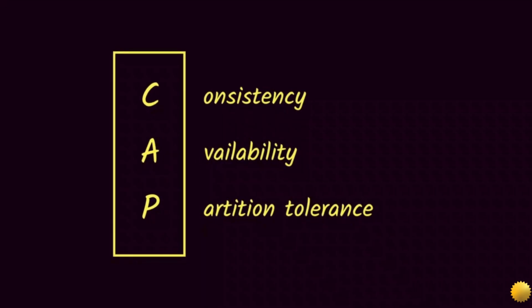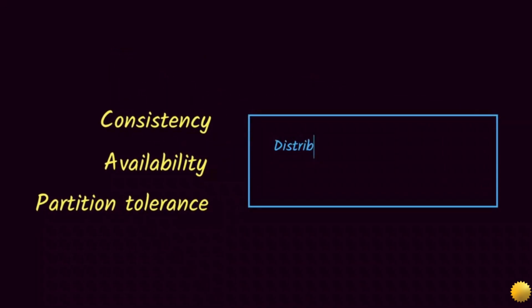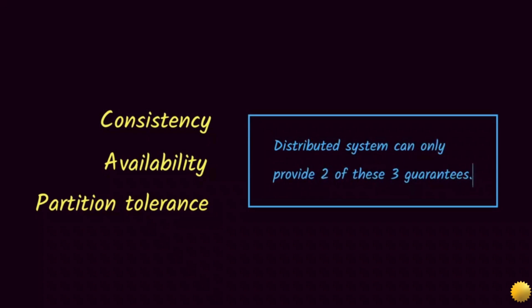CAP is an acronym which stands for consistency, availability, and partition tolerance. It was proposed by Eric Brewer, and it says that any distributed system can only guarantee two of these three properties at a time. So no distributed system can have all these three at the same time.